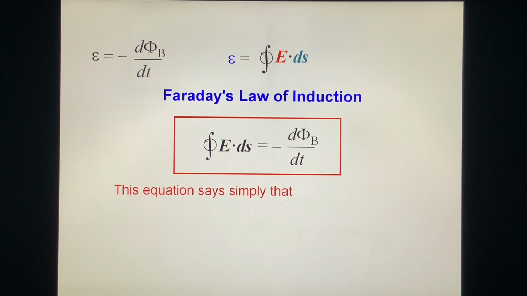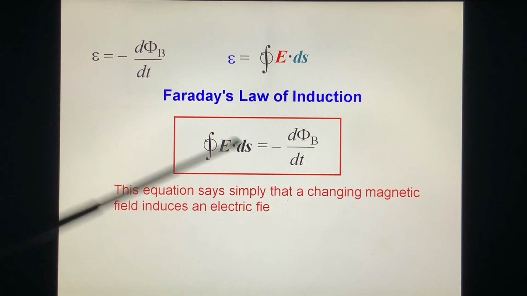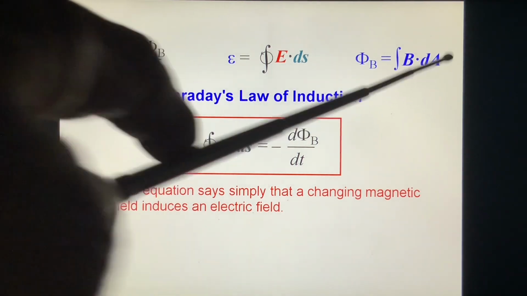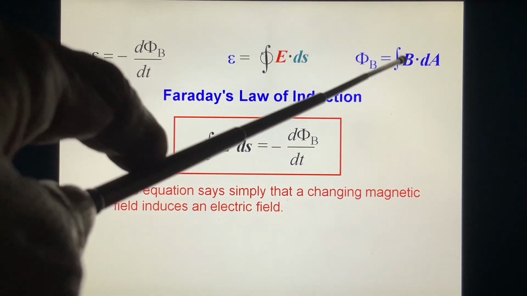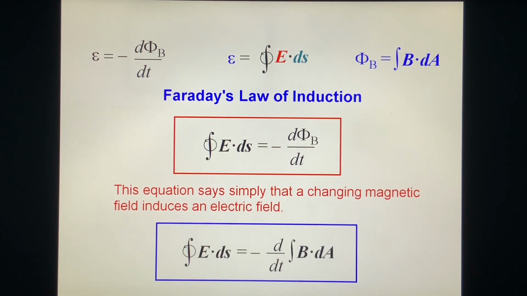This equation says simply that a change in magnetic flux induces an electric field. Now, phi B, we know, is defined by the integration of B dot dA. There's no circle; it depends on the area. Okay? And we put this phi in, and we get a more fancy equation. It looks scary. Actually, this comes from this one with two definitions.